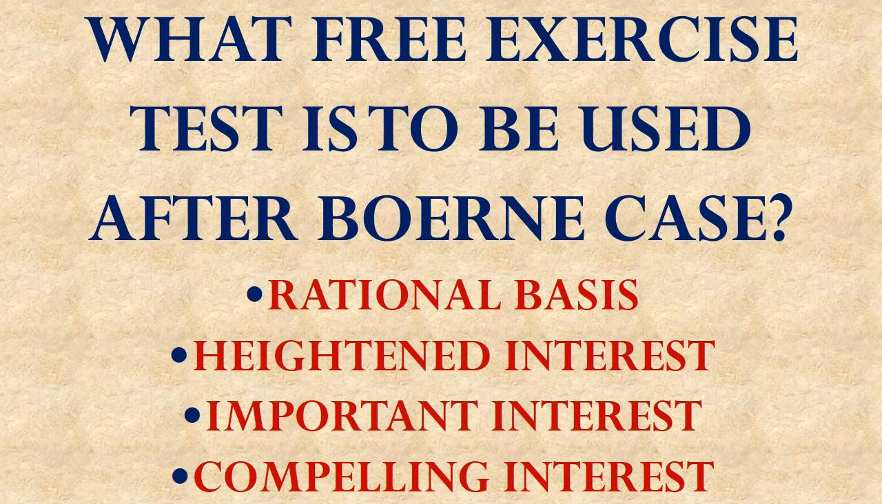What was the free exercise test that was used after the Bernie case? Was it rational basis, heightened interest, important interest, or compelling interest? The free exercise test used after the Bernie case was rational basis.